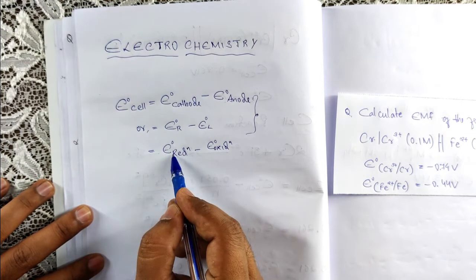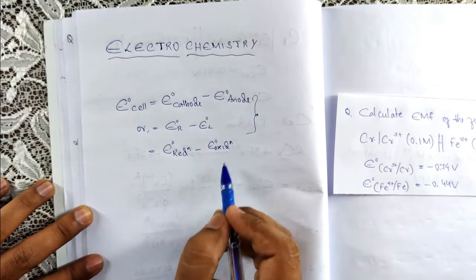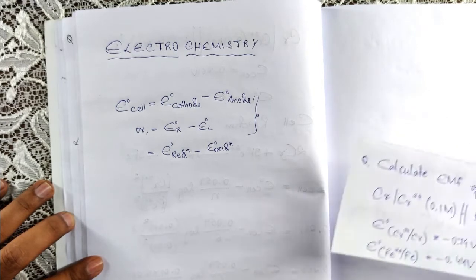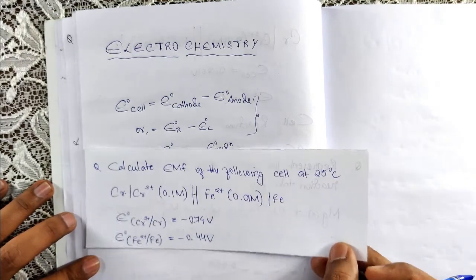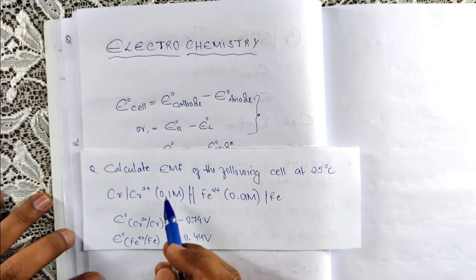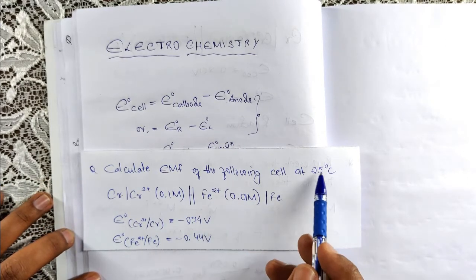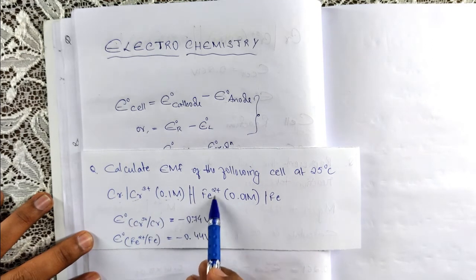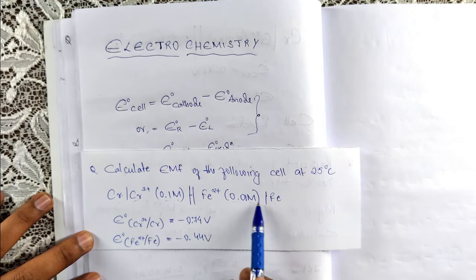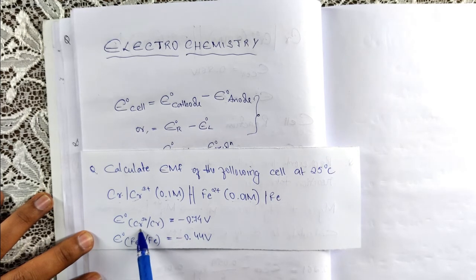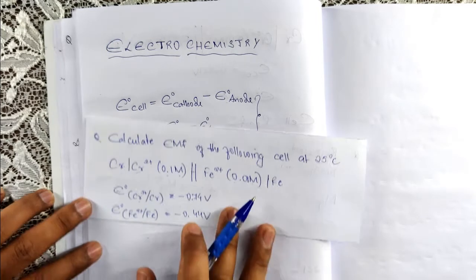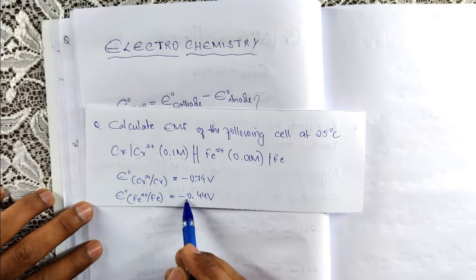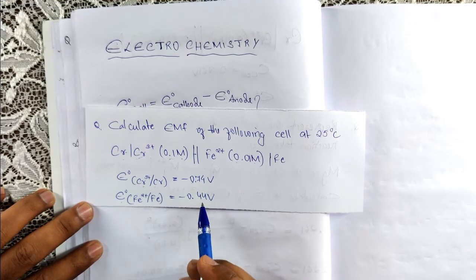We can also use this formula while the cell reaction is given. So here is our first question and we shall solve this question using the above formula. Calculate the EMF of the following cell at 25 degrees Celsius. Cr3 plus, the concentration is given, Fe2 plus, concentration is given again, Fe, where E naught Cr3 plus by Cr is minus 0.74 volt and E naught Fe2 plus by Fe is minus 0.44 volt.